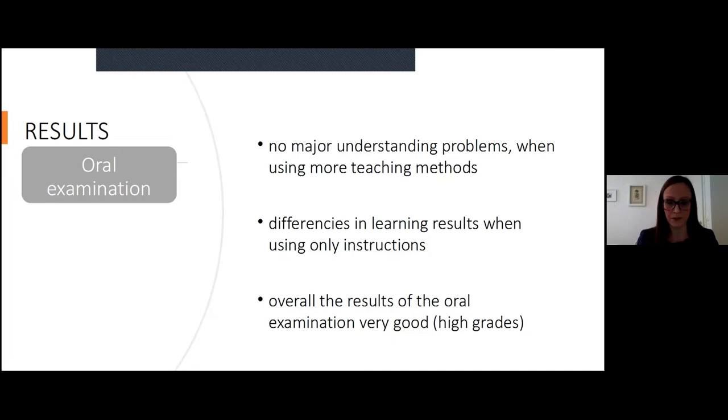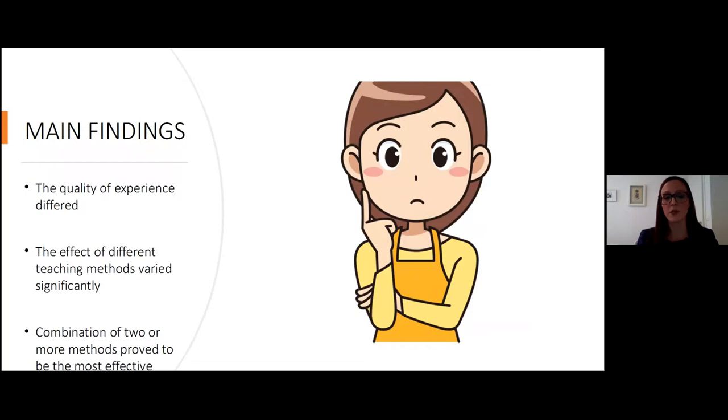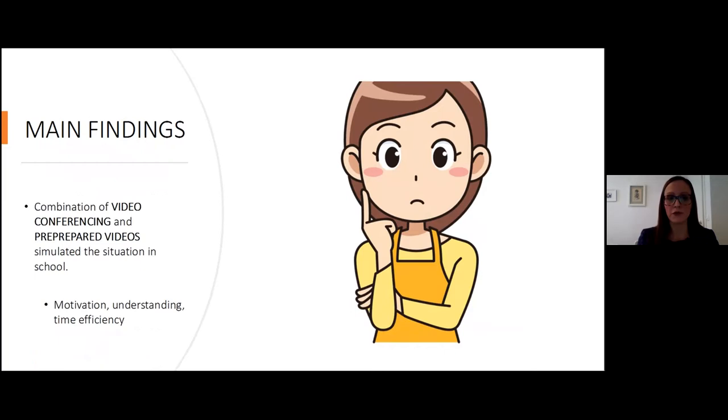And now to the main findings. As we have seen, the quality of experience differed between the three teaching methods, and the effect of different teaching methods varied significantly, whereas a combination of two or more methods proved to be the most effective. So the combination of video conferencing via Zoom and pre-prepared videos simulated the best situation in school regarding the three criteria I mentioned before: motivation level, understanding of the topic, and time efficiency.